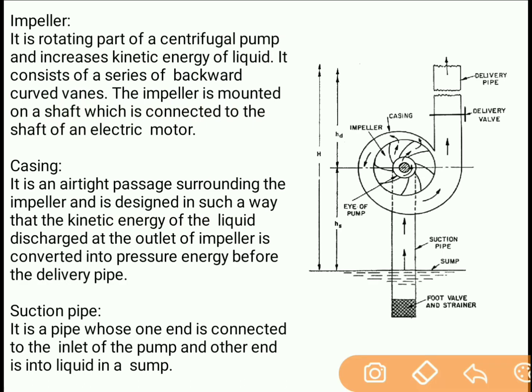Centrifugal pump consists of an impeller. This impeller is nothing but a set of rotating blades. These blades rotate with the help of some power source, and that power source is nothing but the prime mover. This impeller is placed inside the casing. The liquid will enter this pump through this suction pipe. Now this suction pipe is at the center, so the liquid will enter through the center of the pump.